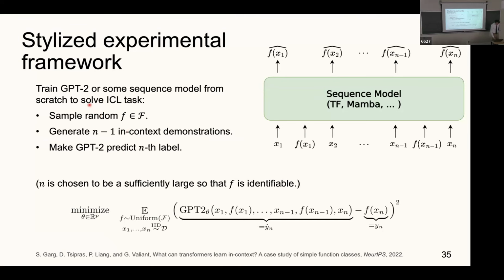We initialize the GPT-2 model randomly, so there's no pre-training. We're going to train GPT-2 from scratch. We're not going to provide any text or language data. We'll just show a bunch of these in-context learning data sets. So we'll sample a random function f. We'll generate n-1 in-context demonstrations, and finally GPT-2 will be made to predict the nth label. So x_n is the final input that we provide, and the task of GPT-2 is to predict what the function evaluated at x_n should output.